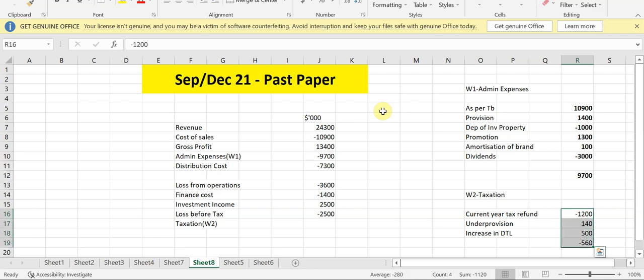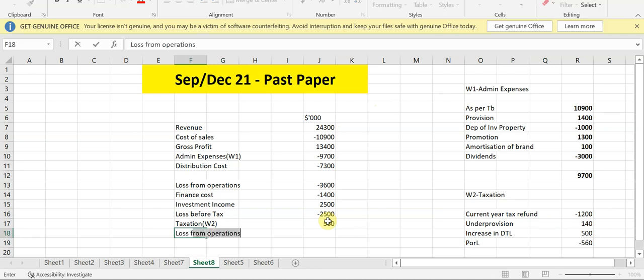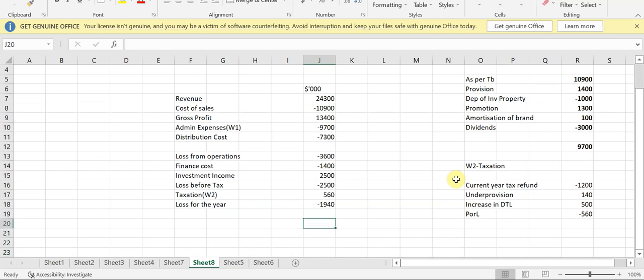Okay, so this is the amount that should go to the profit or loss. Now this is a negative figure, represents the income, it's not an expense. So you need to add this figure over here, 560. Okay, then you will have the loss for the year because we have the negative figure, loss for the year, which is 1940.